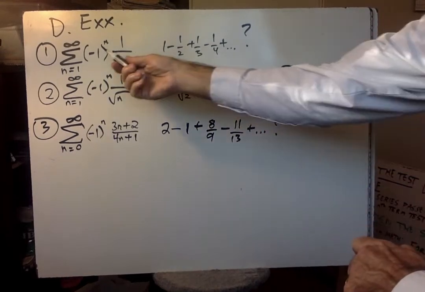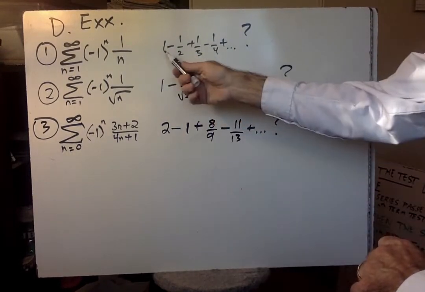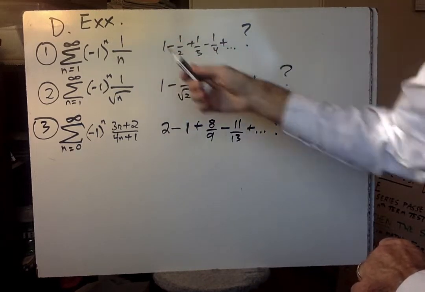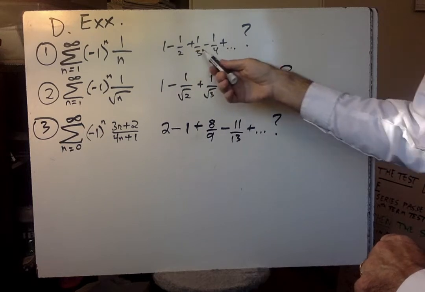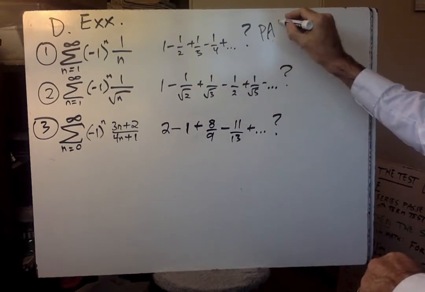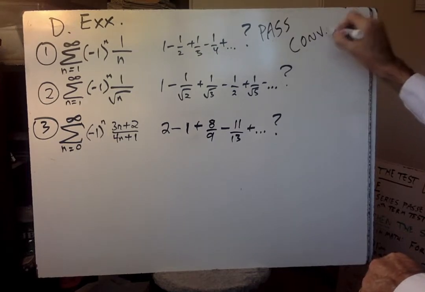But now let's consider it alternating. There it is. Does it pass both tests? The terms shrink to 0, yes. As n gets bigger and bigger, this approaches 0. Okay, is each term smaller than the one before in absolute value? Yes. So this series passes the alternating series test, and therefore it converges.